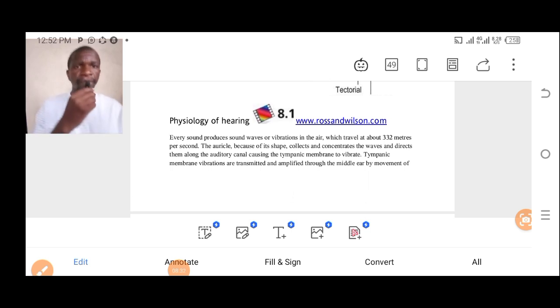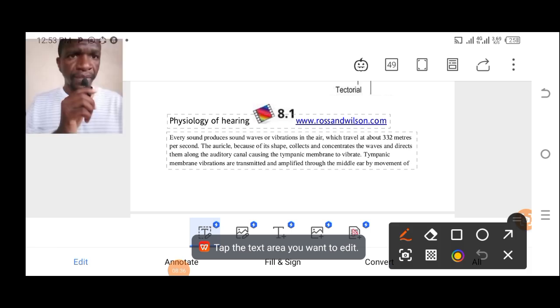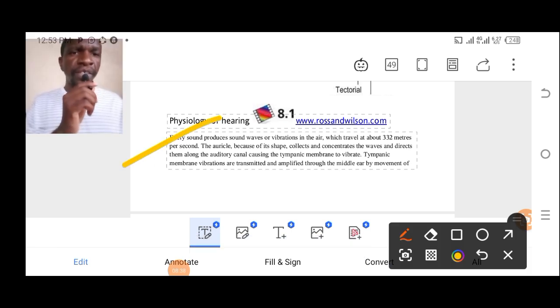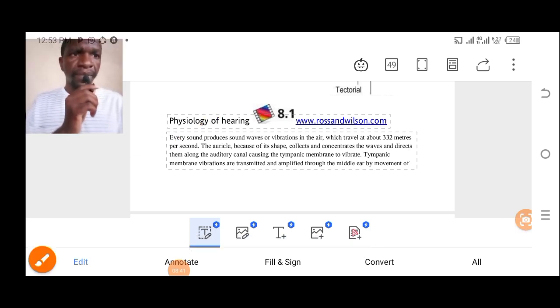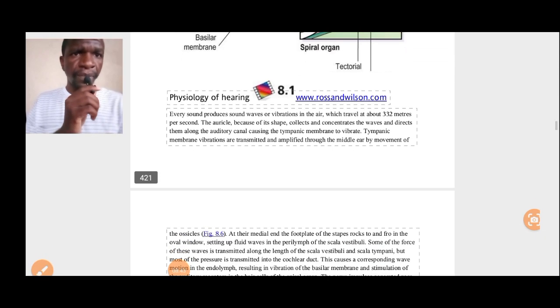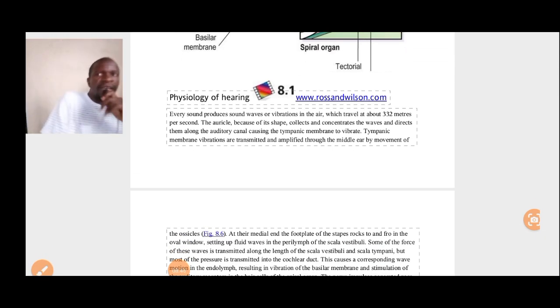So I want to look at the physiology of hearing. The first thing that happens is this. One thing that you need to know is that sound waves, or vibrations in the air, travel at about 332 meters per second.